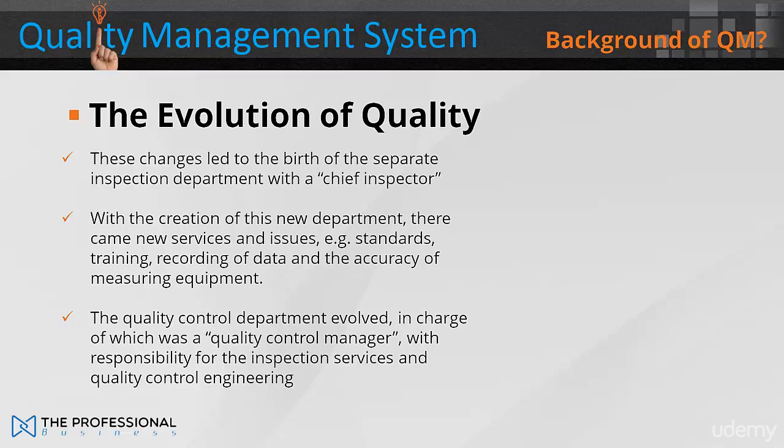With the creation of this new department, there came new services and issues, for example standards, training, recording of data, and the accuracy of measuring equipment. Hence a quality control department evolved, in charge of which was a quality control manager with a responsibility for the inspection services and quality control engineering. It became clear that the responsibility of the chief inspector was more than just production acceptance, and the need to address defect prevention emerged.